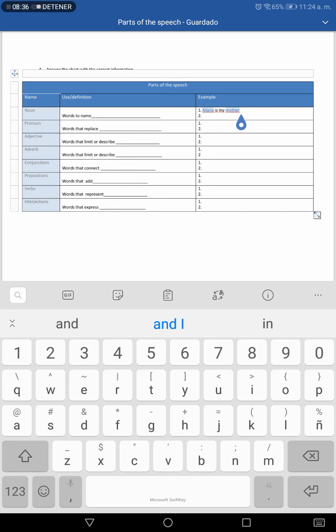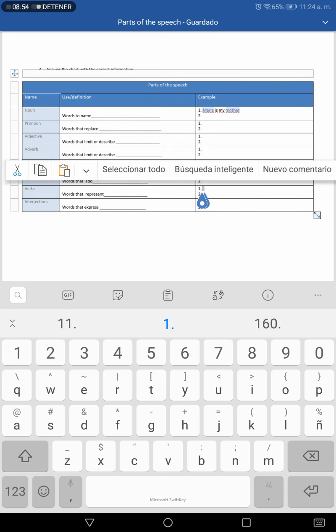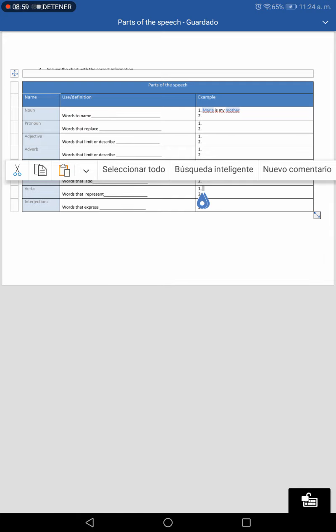You have to write 2 examples per category. For example, nouns, we have Maria is my mother. Maria, it's a noun. And mother, it's another noun. Yeah, an object noun and a subject noun. Entonces ustedes tendrían que poner otro ejemplo y serían 2 ejemplos de cada categoría. So this is the first exercise that you have to do.